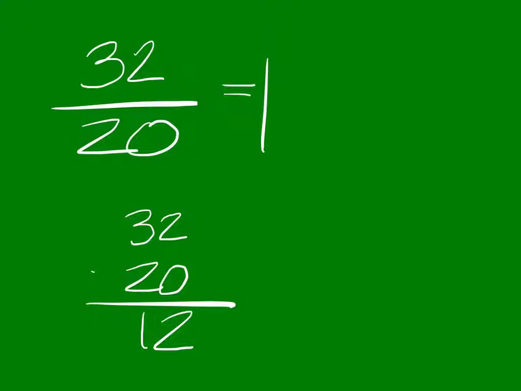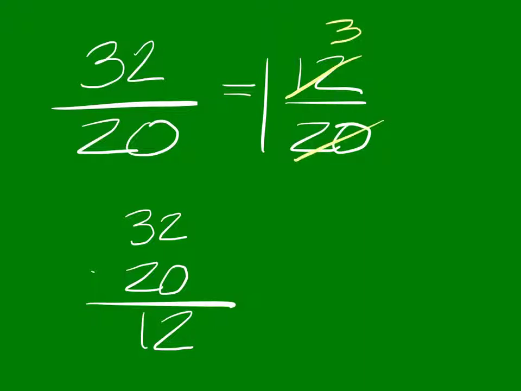12 over 20. What do I do with the 12? Put it beside the 1. Take this one and make that 1. Yeah, 1 and 12 over 20. But can I reduce 12 over 20? Yeah. How can I reduce 12 over 20? 4 goes into both numbers evenly. What's 12 divided by 4? And 20 divided by 4. So my new number is 1 3/5.